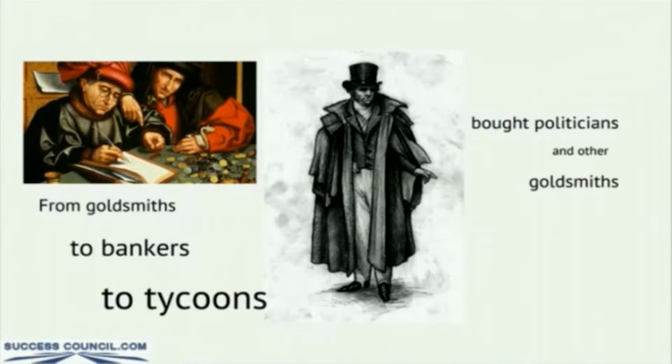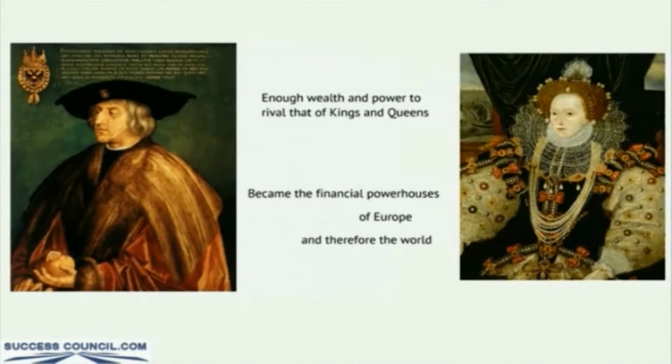And like most business ecosystems, a few goldsmiths rose to the top and became tycoons. The type that could buy anything with their immense wealth. They could buy politicians and have them outlaw other goldsmiths. They could buy up smaller goldsmiths. Very soon, the gold banker tycoons had consolidated enough wealth and power to compete with the kings and queens, and they became the financial powerhouse of Europe and therefore the world.